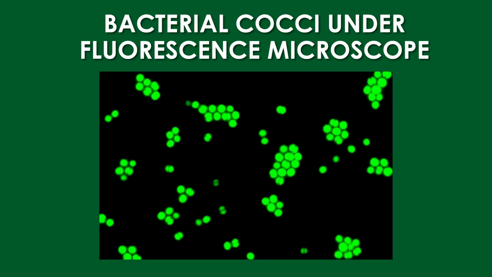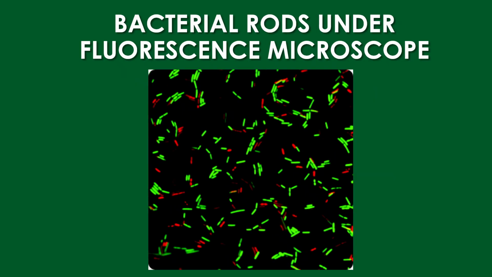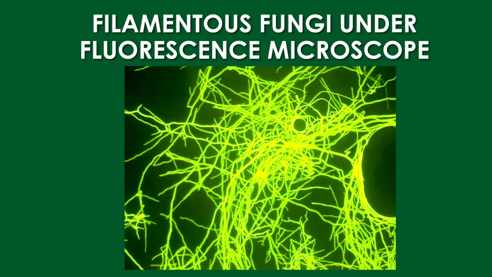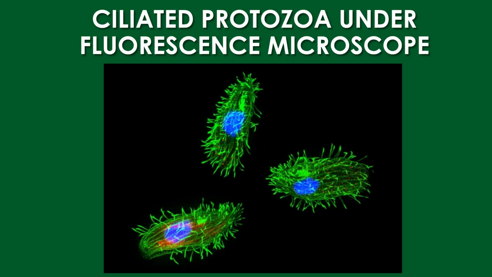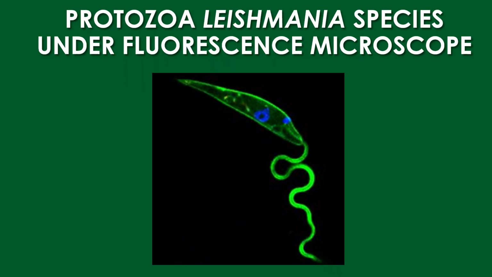This is the bacterial cocci under the fluorescence microscope, and this image shows the bacterial rods under the fluorescence microscope, and this image shows the filamentous fungi under the fluorescent microscope. This image shows the mycorrhizal association of the fungi with the plants under the fluorescence microscope. And this image shows the ciliated protozoa under the fluorescence microscope. And this image shows the protozoa Leishmania species under the fluorescence microscope.